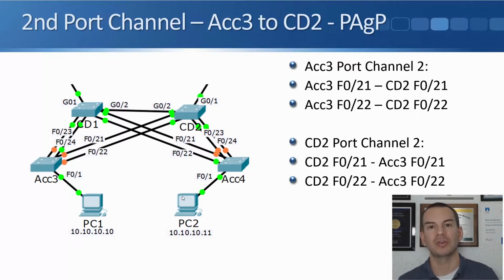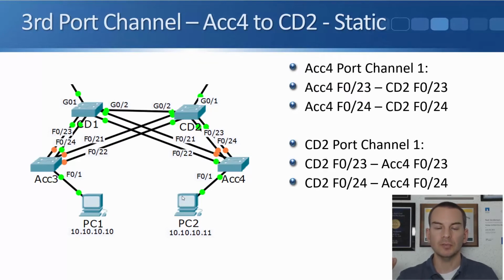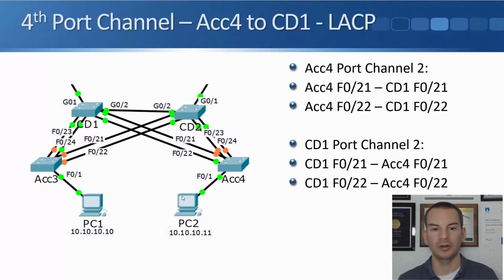So I'll do the first one with LACP, I'll do the second one with PAGP. The third port channel will go from access 4 up to CD2 on the same side, on the right hand side of the topology. I'll use static for that, so you'll see all 3. And we've got 1 left over, so I'll use LACP for that again. Okay, so that's what I'm going to configure.